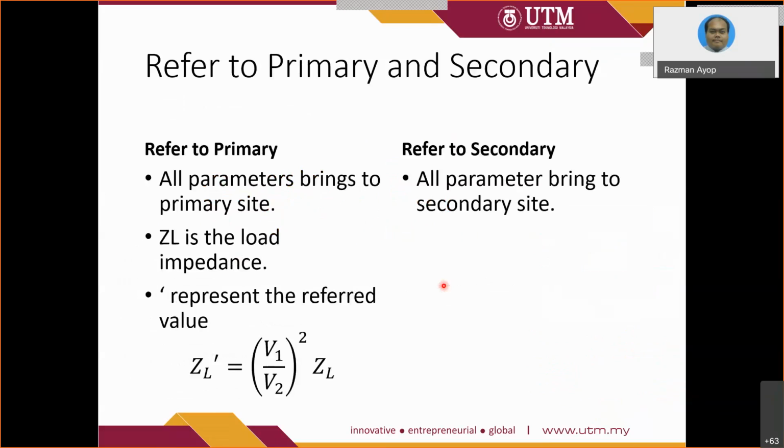Another thing you need to know for the ideal transformer is how to refer to the primary side and how to refer to the secondary side. This means you bring all the parameters to the primary side. There is no more transformer, just to simplify the circuit. And this one is referred to the secondary side, which means all the parameters go to the secondary side. So there will be no transformer.